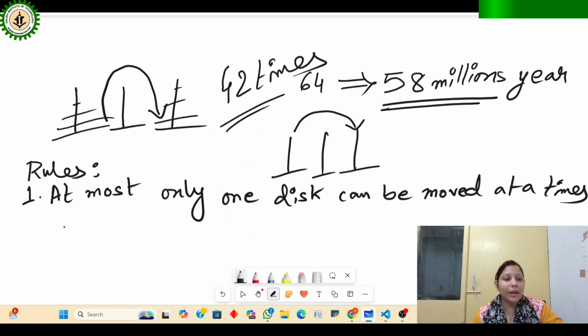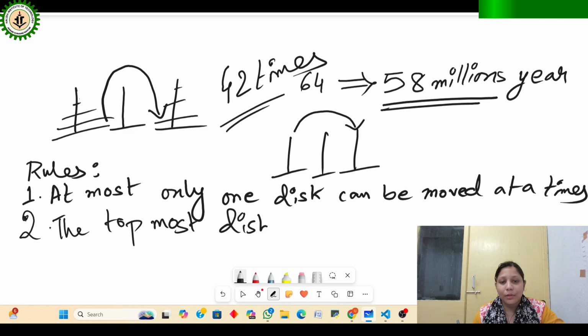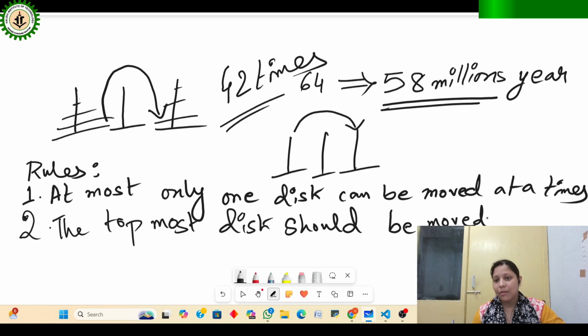Now the next rule: the topmost disk is to be moved. Means you cannot move this before this one. You have to move this one to some other rod and then you can move this one. Otherwise, it is not following the rule.